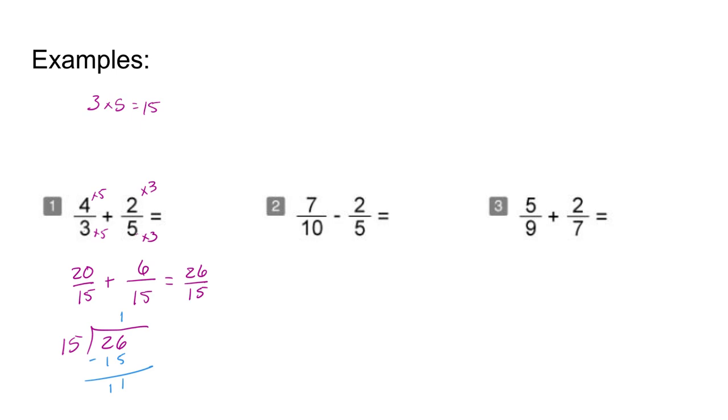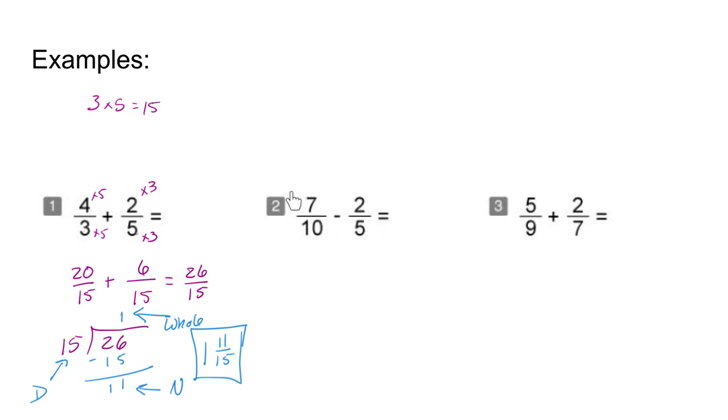Well, I can keep going. I will get a decimal, but I want to leave this in fraction form. So right here is going to be my numerator. This number is my denominator still. And what I have up here is the whole part. So my answer is 1 and 11/15.